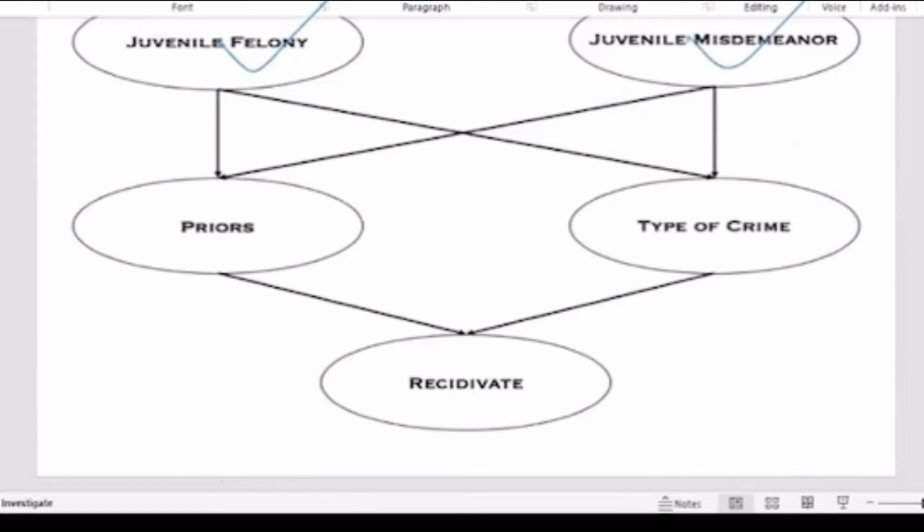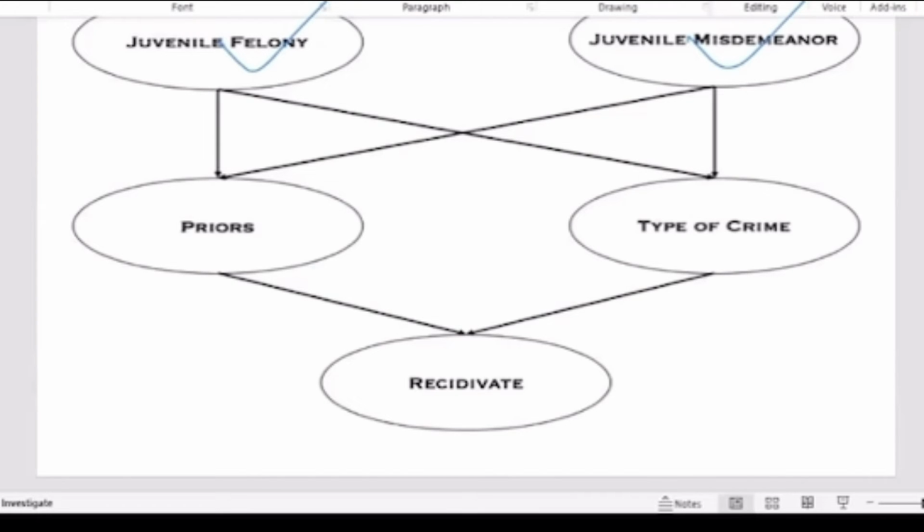Those ones do not have parents. We actually call them marginal probability, or unconditional probability, because they don't have parents. But this one here, of course, has parents. If I want to write this one now, it's going to be probability of priors given this and that. The probability of the type of crime given those two. And the probability of recidivate is the probability of this given priors and type of crime. Any question?